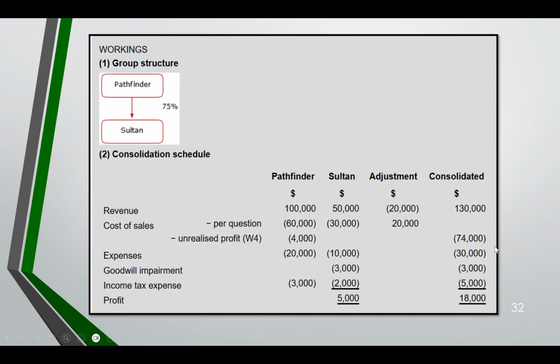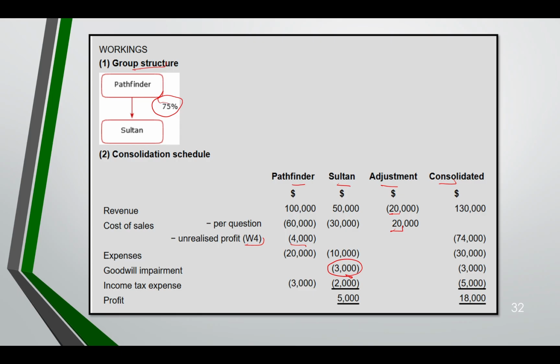So this is your group 1, that is mostly the group structure, that P have acquired 75% of S. Then we have the schedule, the parent subsidiary adjustment consolidated. Okay, so here 20,000 sales we have eliminated, and also we have added in cost of sales. Then unrealized profit we have worked out in 4. We have deducted it from Pathfinder because he's the one who has sold it. So it's unrealized profit for P. And this 3,000 will be taken in the subsidiaries fully because NCI was measured at fair value.